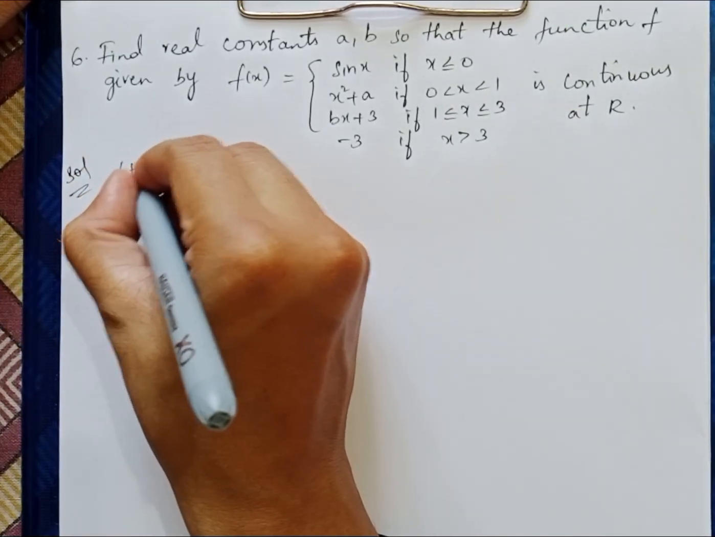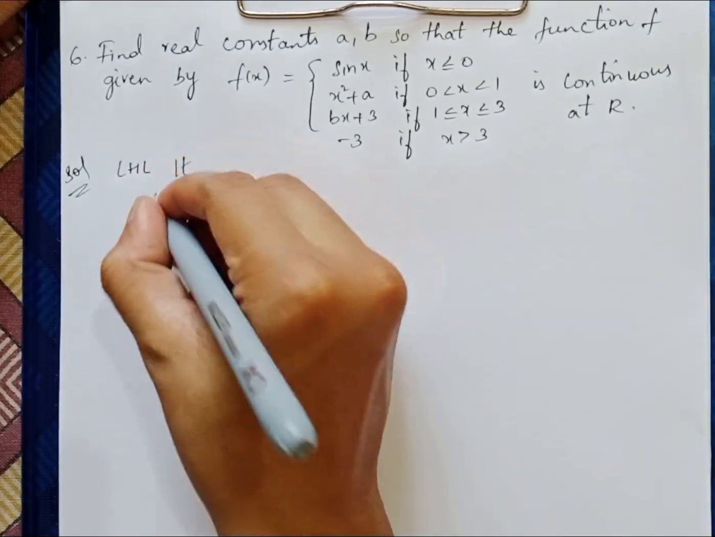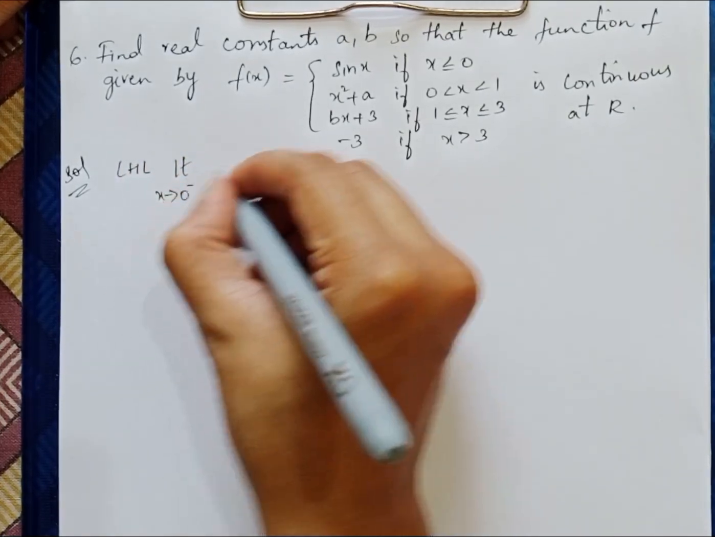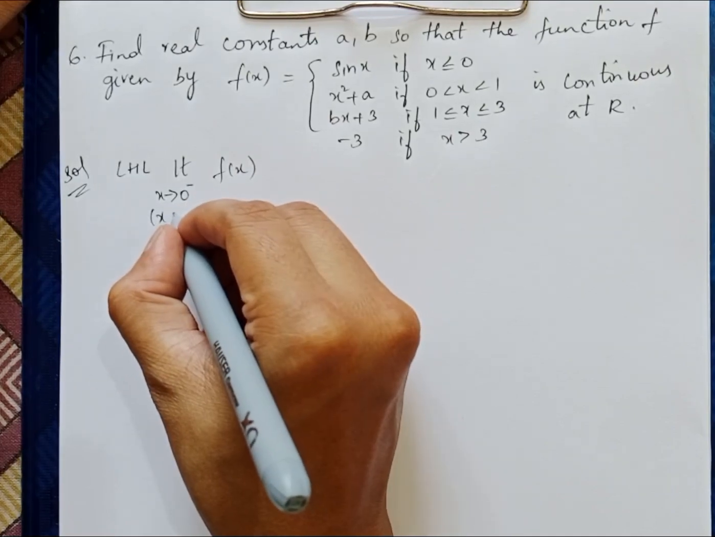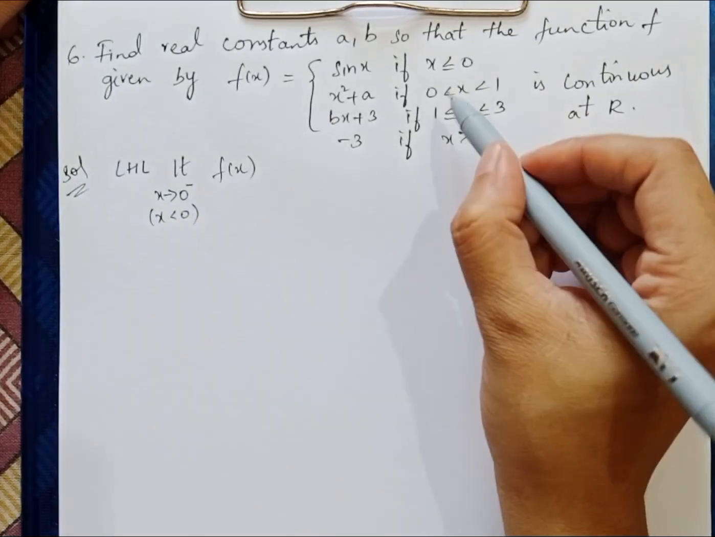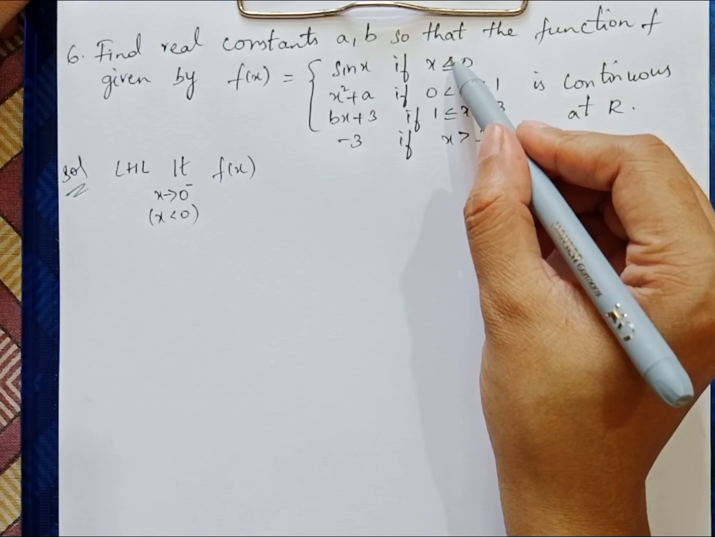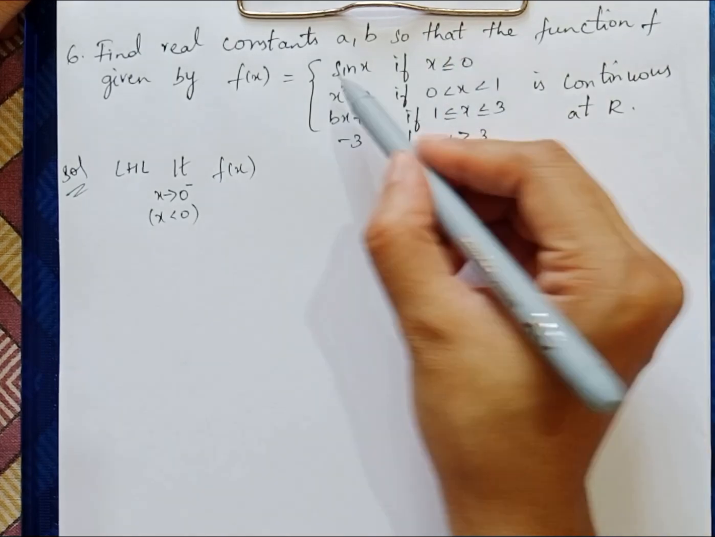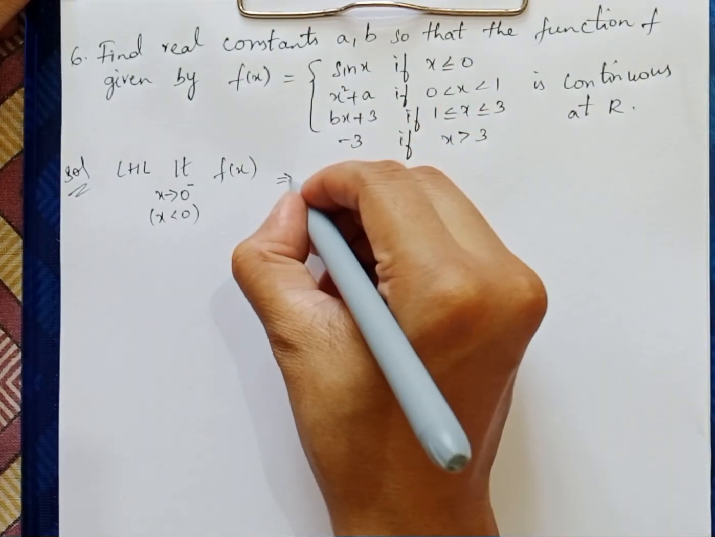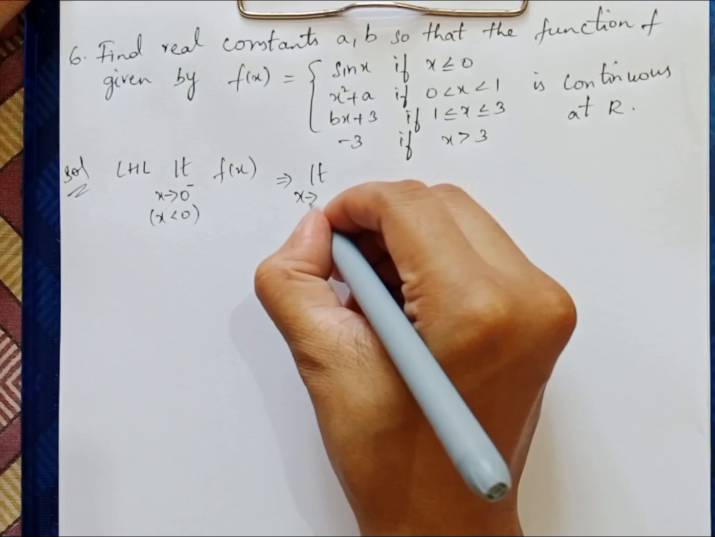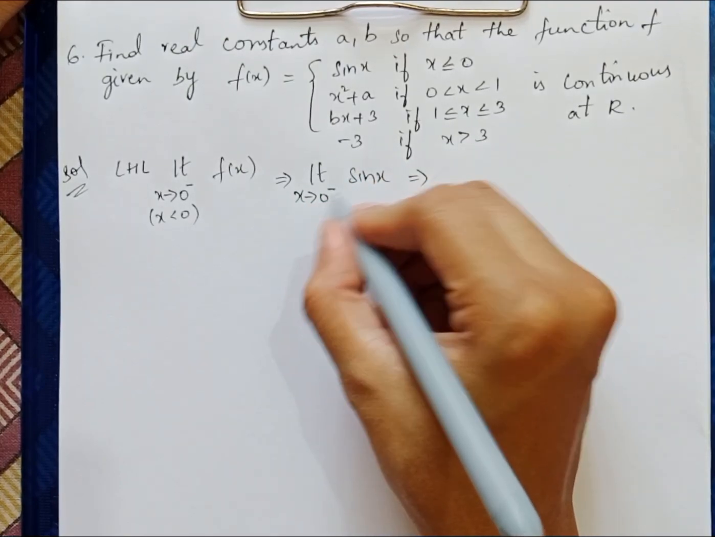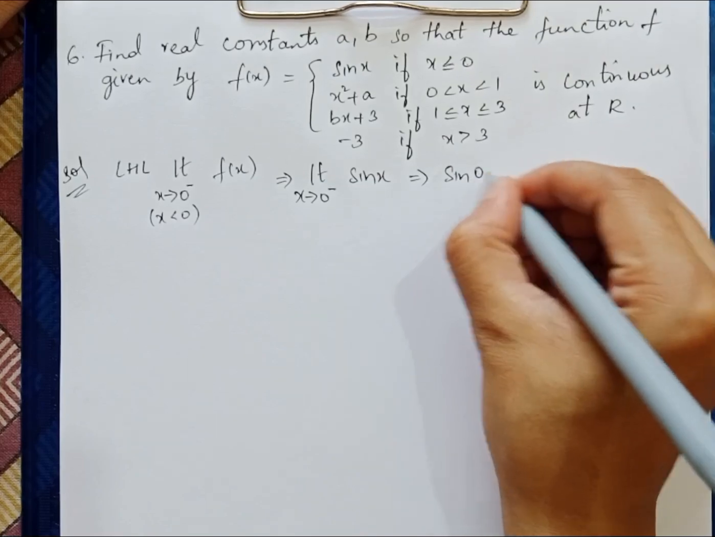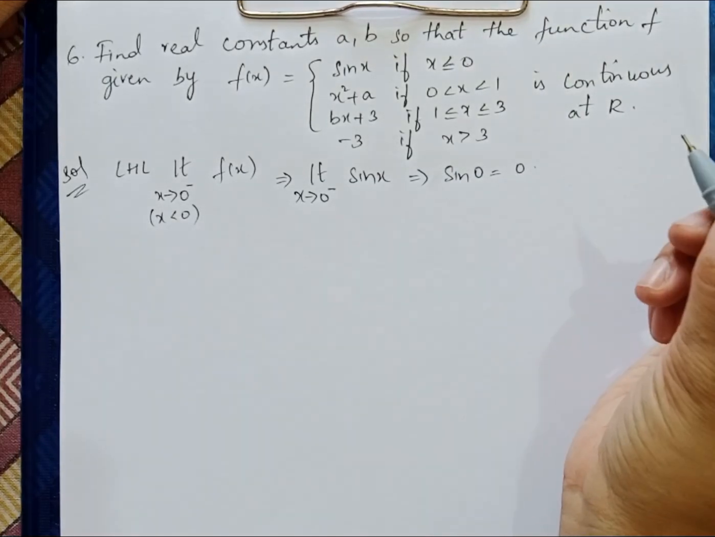Left hand limit: x tends to 0 negative of the function f of x. 0 negative means x is less than 0. Here the condition is x is less than or equal to 0, and the function is sin x. So this can be written as limit x tends to 0 negative of sin x. Substituting the value of x as 0, it is sin 0, and sin 0 is equal to 0.